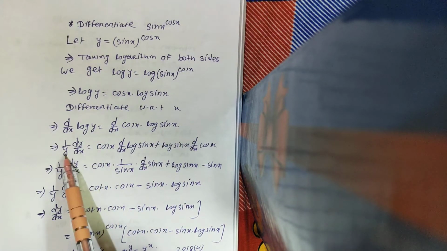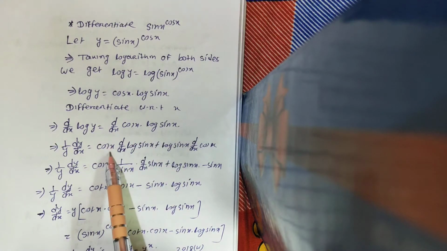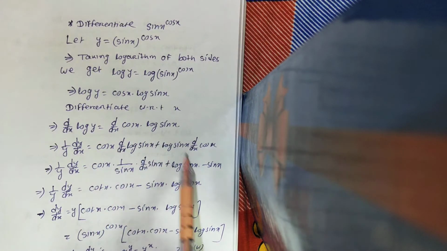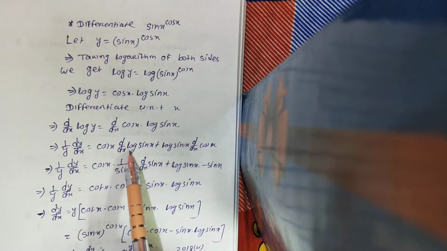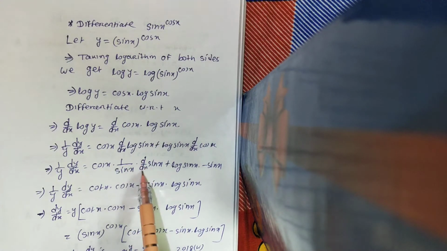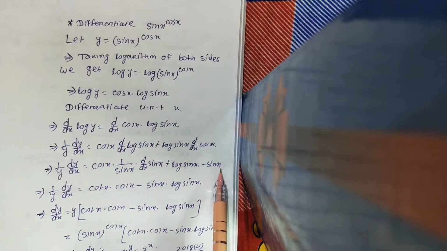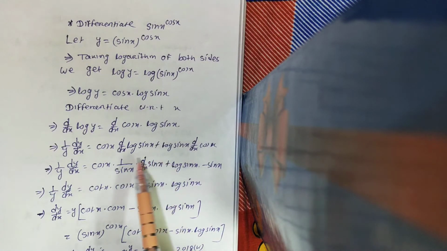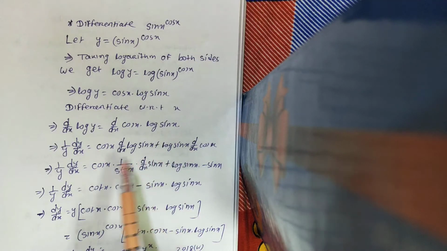Derivative of log y is 1 by y dy by dx. Here we can use the product rule, cos x d by dx of log sin x plus log sin x d by dx of cos x. 1 by y dy by dx equals cos x, derivative of log sin x, using chain rule we can find out 1 by sin x, again d by dx of sin x, plus log sin x into derivative of cos x, that is minus sin x. If you want to know the chain rule, then you go to see my video number 2, or I will give you the link. You will observe that in class 2 video.